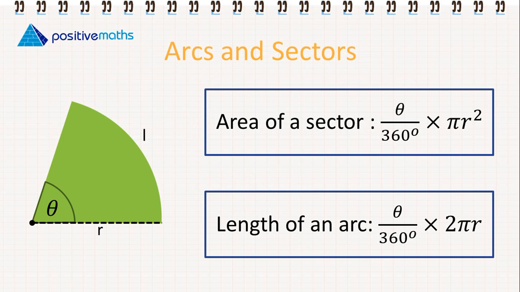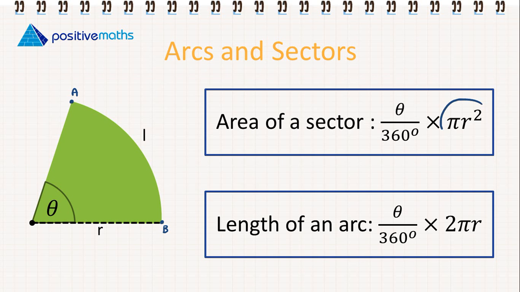So if we take our arc, we're given the angle, we're given the radius, and also the length of the arc. That's from this point A all the way around to point B. To find the area of a sector, it's theta divided by 360 degrees multiplied by pi r squared. To find the length of an arc, it's theta divided by 360 degrees multiplied by 2 pi r.